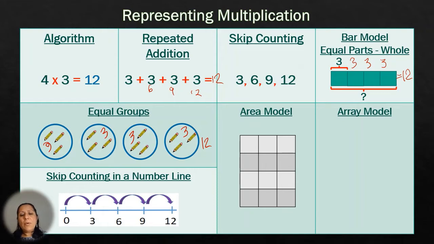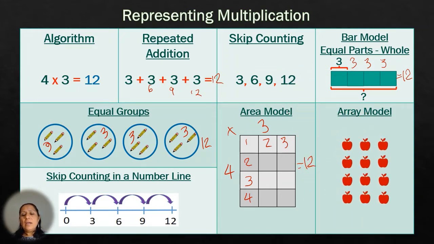We can have the area model. Now, for this one, don't forget to number the rows. So 4 times the number of columns, which is 3 columns. And the answer is going to be 12 again. Or we can use the array model, where it's going to represent the same numbers: 4 rows times 3 columns equals 12.